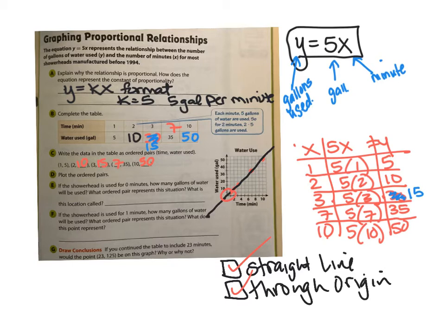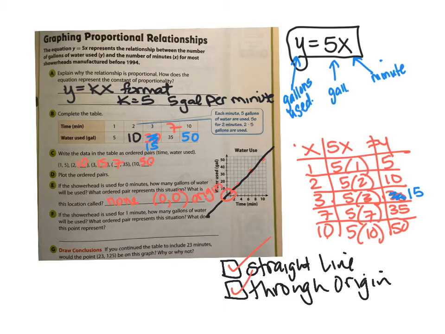Then they ask us more questions. If the shower head is used for 0 minutes, how many gallons of water will be used? Well, if we don't turn on that water at all, is any water being used? Nope, none. And what ordered pair represents that? If I turn it on for 0 minutes, I waste 0 water.